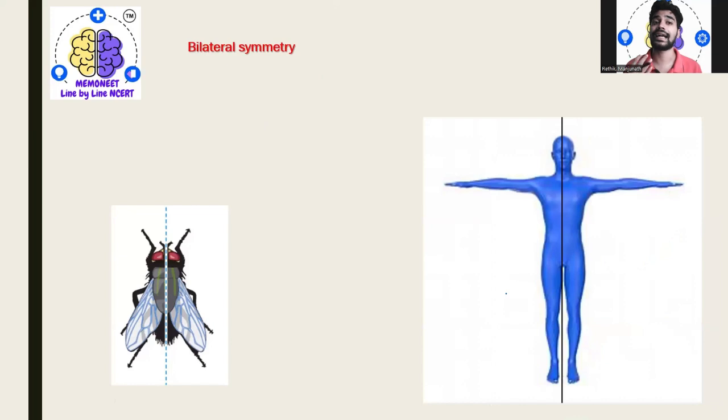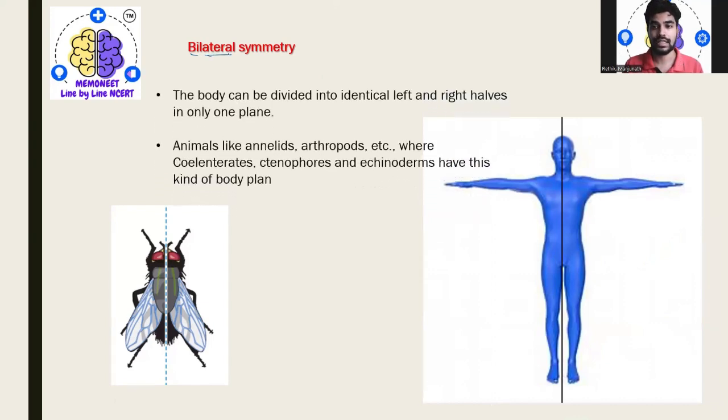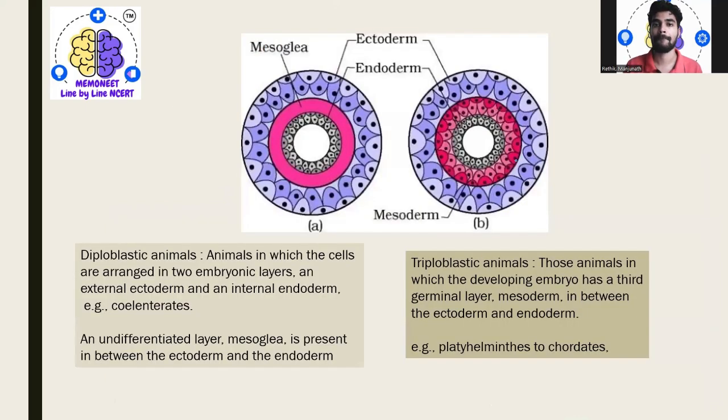Next one is bilateral symmetry. The name itself defines it. As you can already see in the picture, the body can be divided into two equal identical halves, that is left and right half, when a plane is passed through the center. Animals like annelids, arthropods, etc. have this kind of body plan. Clear?